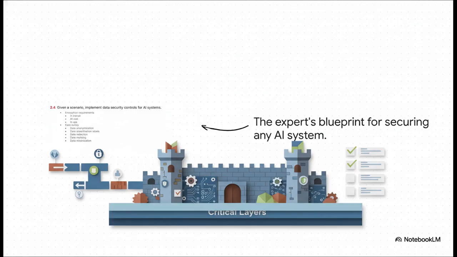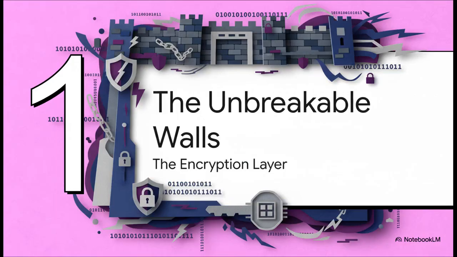Let's start with the foundation. So our first layer of defense is all about building these completely unbreakable walls around our data vault. This is what we call the encryption layer. You can think of it as the brute force protection, the fundamental security that makes our data totally unreadable to anyone who doesn't have the key.